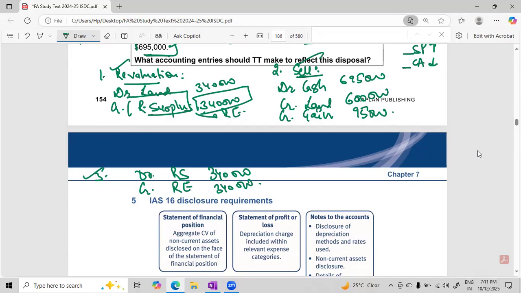You can also show them in ledgers in this T form. You can make a revaluation account, you can make a disposal account. But these are the entries which you should know, and they ask for accounting entries only.